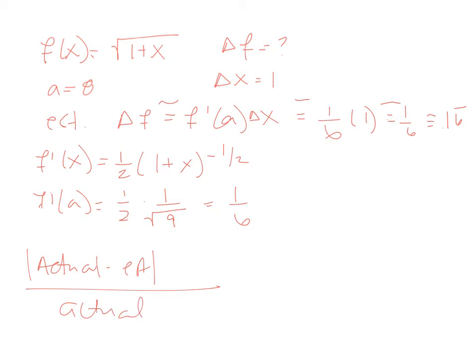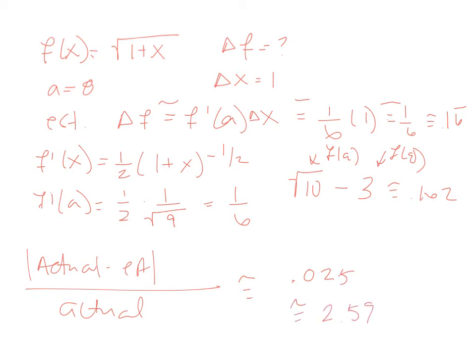So now I'd like to know the actual difference between the change. The actual would be the square root of 10 minus 3, because this is f of 9 and this is f of 8. And the difference between those two is 0.162, according to my notes. So if I put that in, I get a difference of 0.025, or approximately 2.5%.